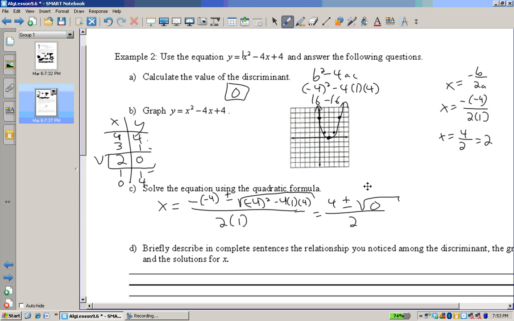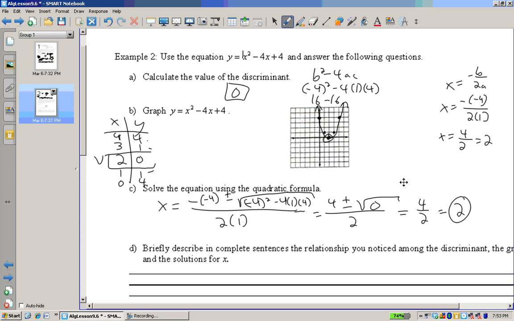All over 2. Now here's the interesting part. We notice that it touched the x-axis only one time. So when I look at this, the square root of 0 is 0, and when I do 4 plus 0 and 4 minus 0, hopefully you would realize that that is the same thing. Adding 0 and subtracting 0 is the same thing. So 4 divided by 2 is 2. And you notice that this corroborates with what I had over here. The x-intercept, excuse me, is 2, and the solution is 2.